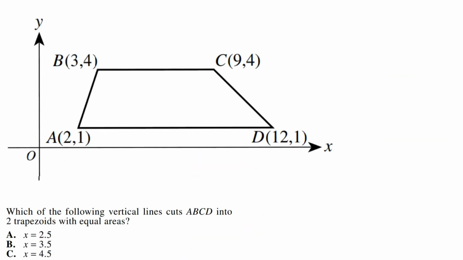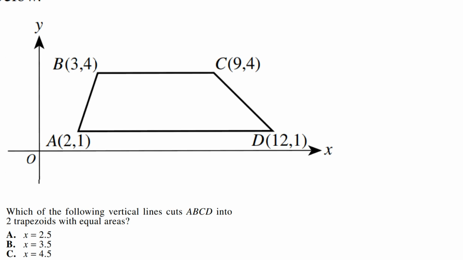This one's a little tricky. So what we are told in this, it says, which of the following vertical lines cuts figure ABC into 2 trapezoids with equal areas? Instead of checking and guessing these things, what you want to do is recognize that they both have triangles of unequal sides, but the triangles do have the same height.